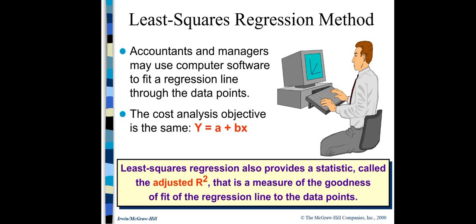The least squares regression also provides a statistic called the adjusted R-square. That is a measure of the goodness of fit of the regression line to the data points. Jadi ini lebih ke statistik ya. Jadi makanya untuk sekarang today banyak company itu lebih menggunakan teknologi, menggunakan least square ini untuk lebih mudah mengetahui berapa total cost dan lain sebagainya.